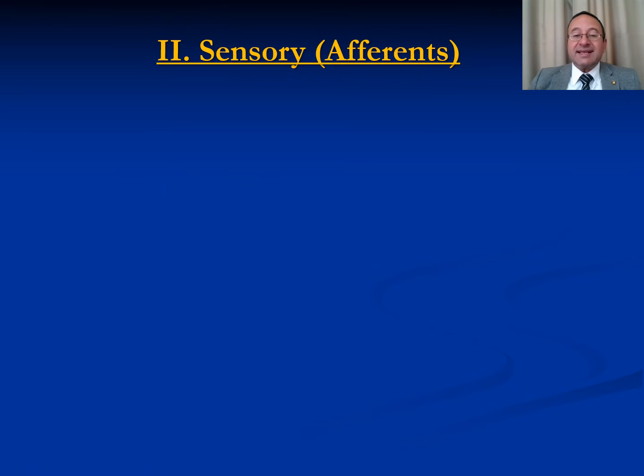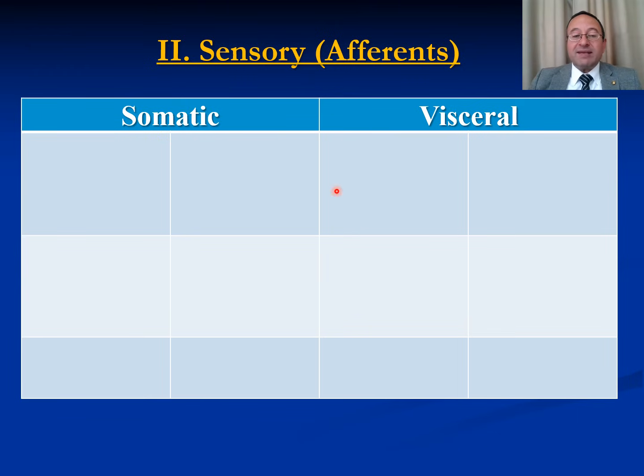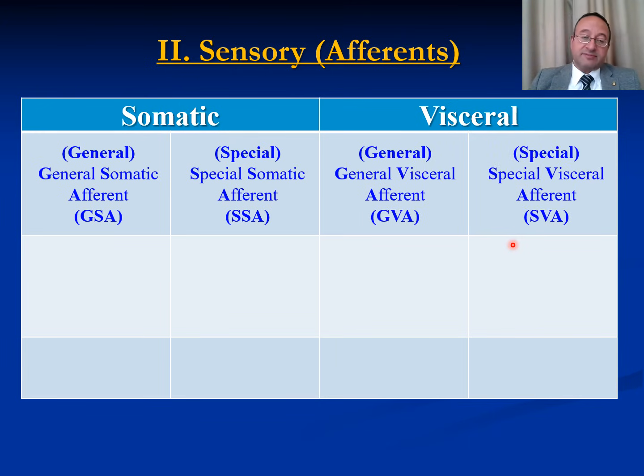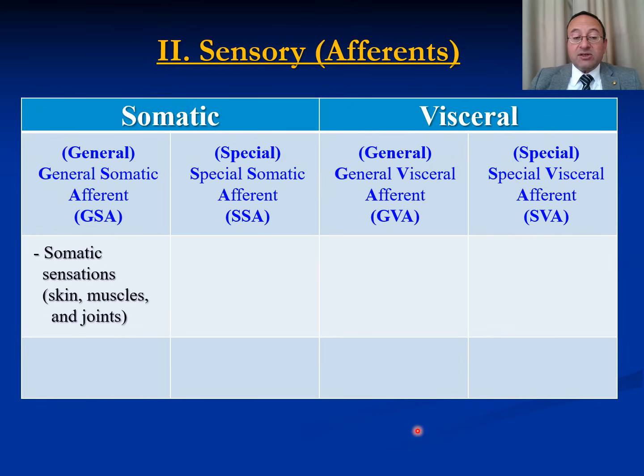What about the sensory component, or afferents, in the cranial nerves? We subdivide them into somatic and visceral, and each of them is further subdivided into general and special. General somatic afferents carry sensation from the skin, muscles, and joints, and are present in cranial nerve number 5, trigeminal.